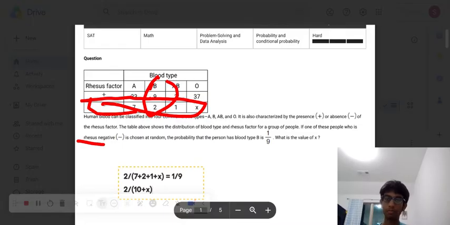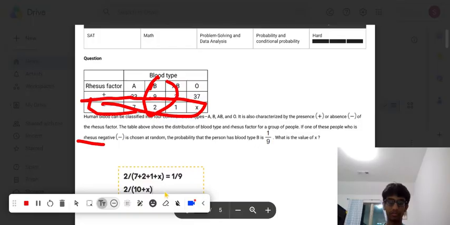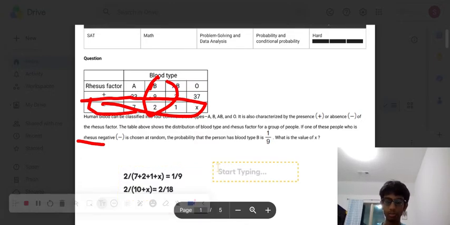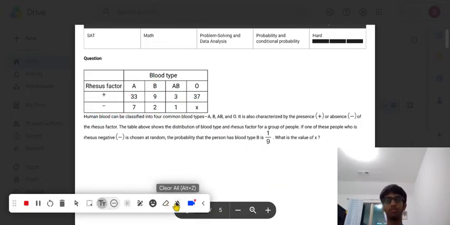Okay, and we know that the numerator here is 2, and that this should be equal to 1 over 9. So 1 over 9 when the numerator is equal to 2 is equal to 2 over 18, right? So that means that 10 plus x should equal 18, and thus x is equal to 8. And that's how you solve this problem.